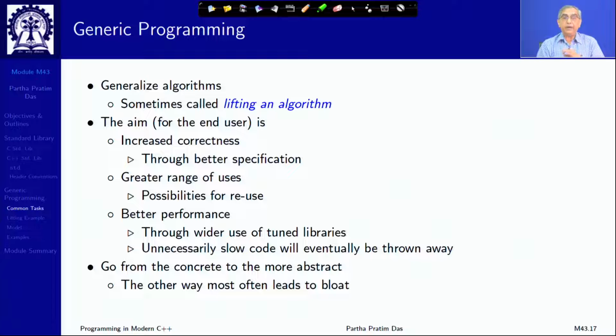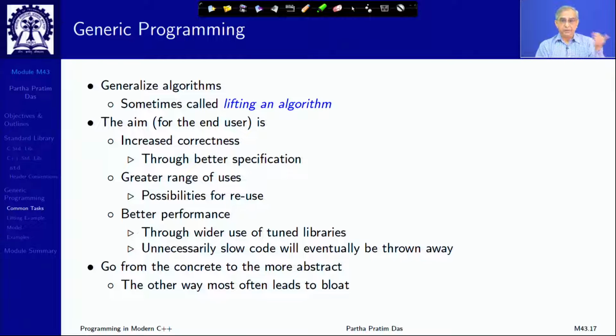Generic programming tries to generalize the algorithm; it is also called lifting an algorithm, so that its correctness can be increased, because you are generalizing, specifying it in a very compact form, possibly once, to be used a million times afterwards. So, a better specification must be possible.